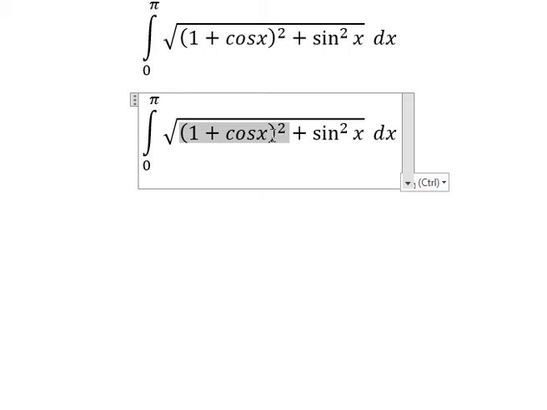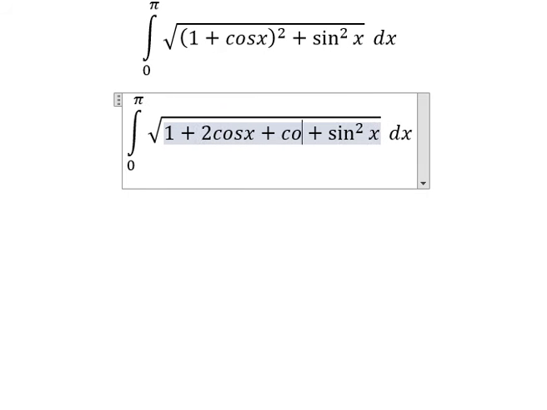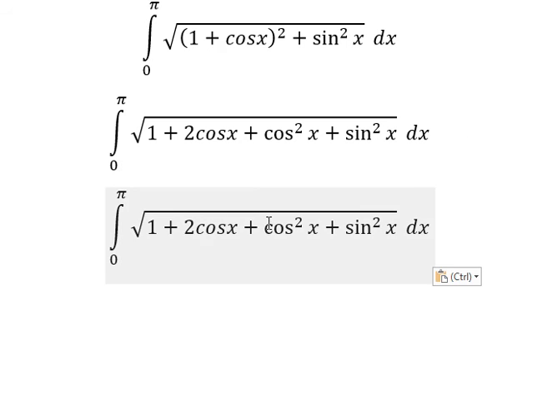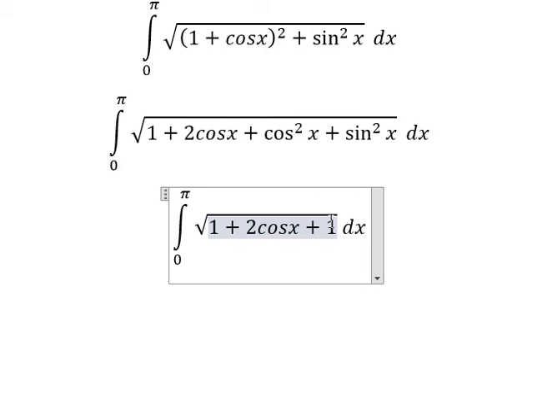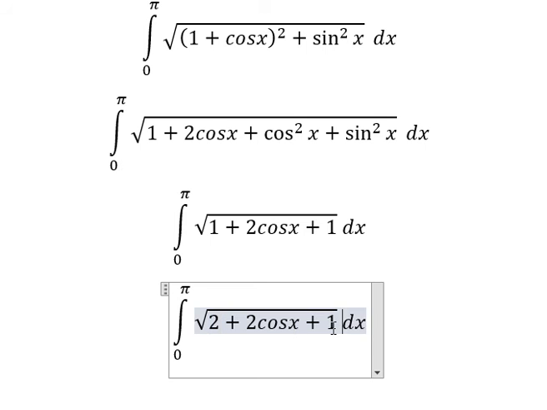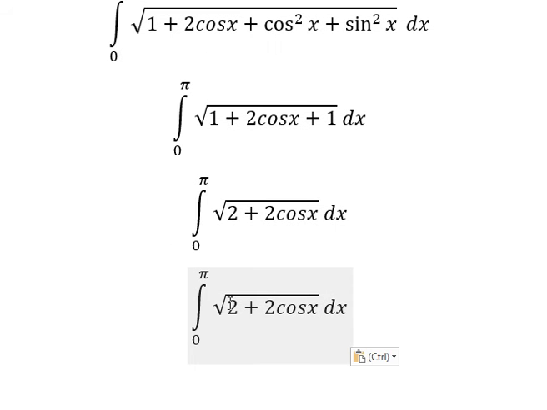We need to expand this one, and we have 1 plus 2 cosine x plus cosine x squared. We know that cosine x squared plus sine x squared equal to number 1. This is about trigonometric identity. Number 1 plus number 1, you got about number 2. Next, number 2 with number 2, we can do about factorization.